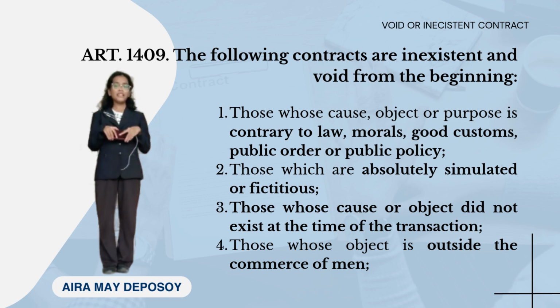For example, a lease allows a landlord to forcibly evict a tenant without legal process. Only courts can order eviction. A private contract allowing violence violates public order, hence this contract is void. Next is the contrary to public policy.